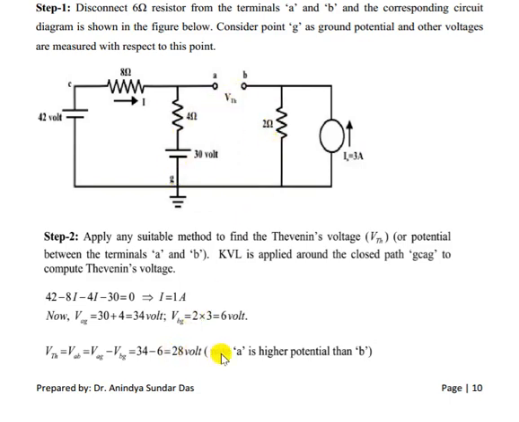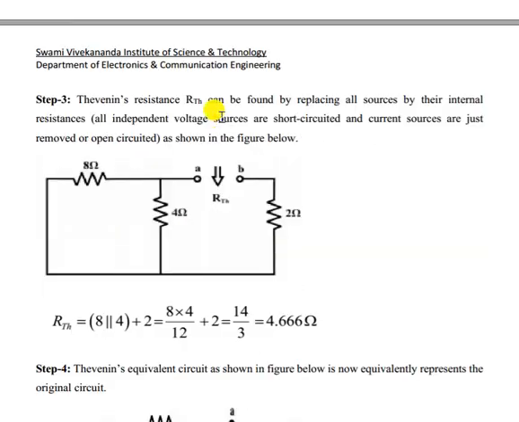34 minus 6, 28 volt. Okay, so applying KVL here, we find out the current I. Again KVL here, we find out the voltage VTH or VAB.